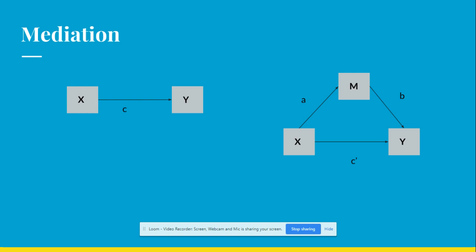So now I wanted to move into talking about mediation. When you're dealing with a mediator, you're actually looking at a causal pathway, and really an indirect causal pathway between x and y. So for x to cause y, x actually needs to act on a mediator first. And the x to y relationship is dependent upon the x and mediator relationship, and the relationship between the mediator and y.